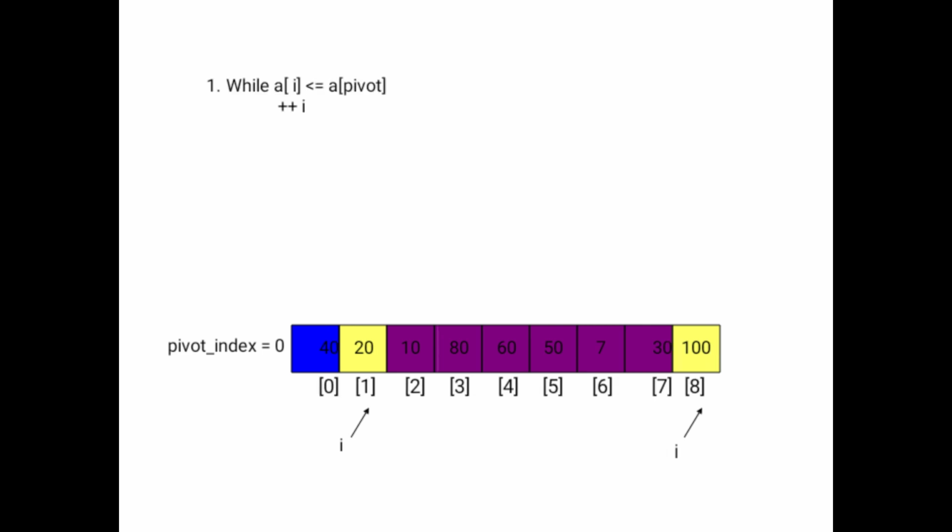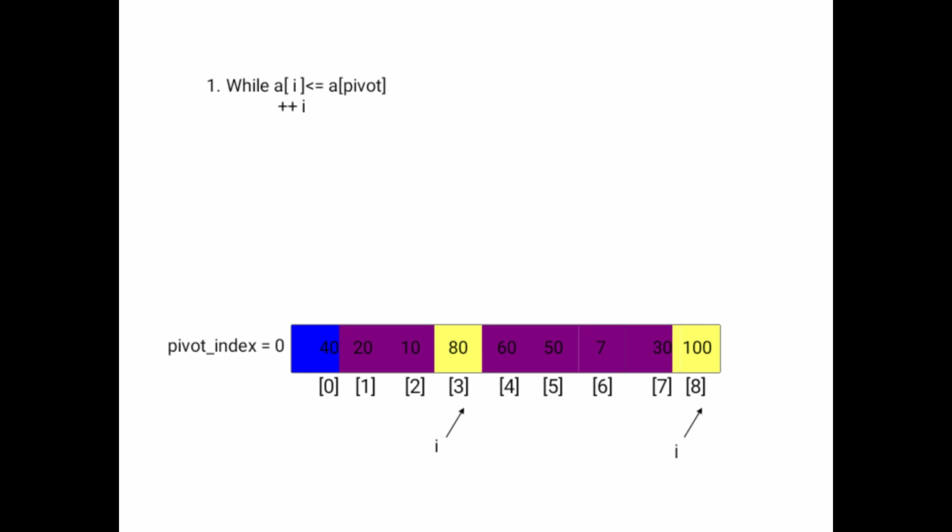After looking next, the initial condition is while A of i is less than or equal to pivot. Here the pivot element is 40, and A of i is 20. A of i is less than the pivot element, hence increment the i pointer. The i pointer is incremented. Here again the i pointer is incremented because A of i is less than the pivot, and next i is incremented to the third position.